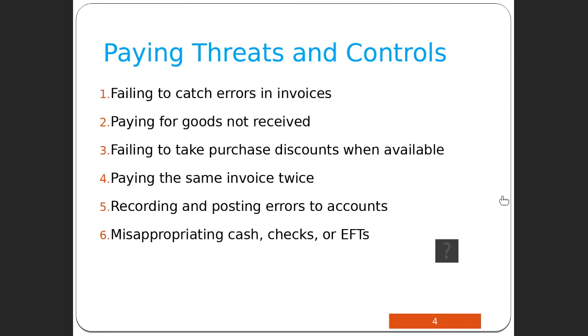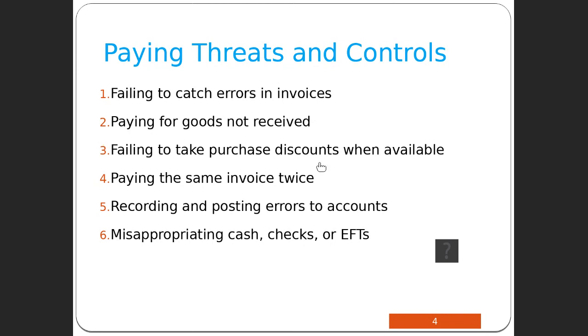These three together, there's a name for it. Does anybody remember what we call these three documents together when they're in one folder? Does anybody remember these three documents? Voucher packet or voucher package? Very good. So these three are matched and then the payment is approved. If you do that, then the first two threats will be mitigated. You will catch the errors and you're not going to pay for anything you did not receive.